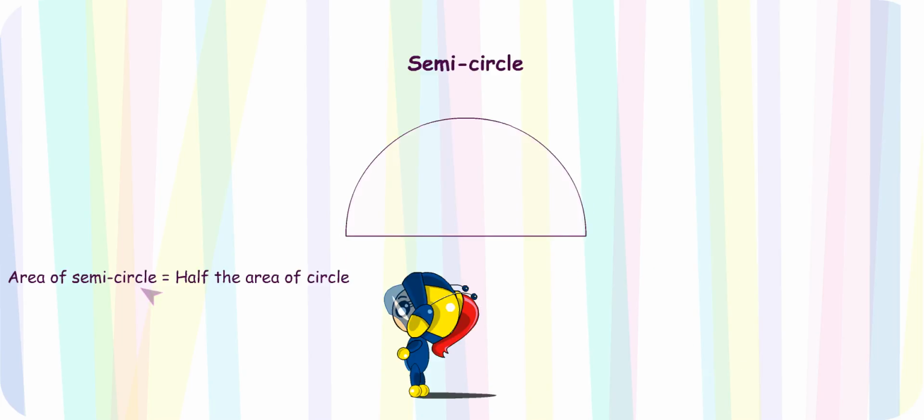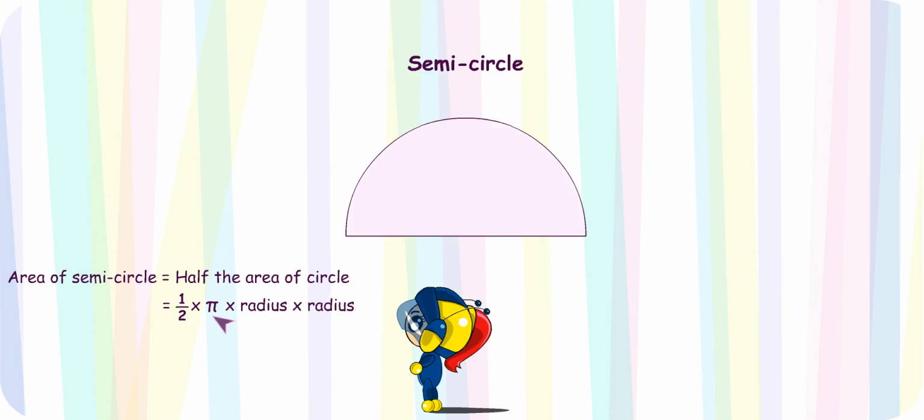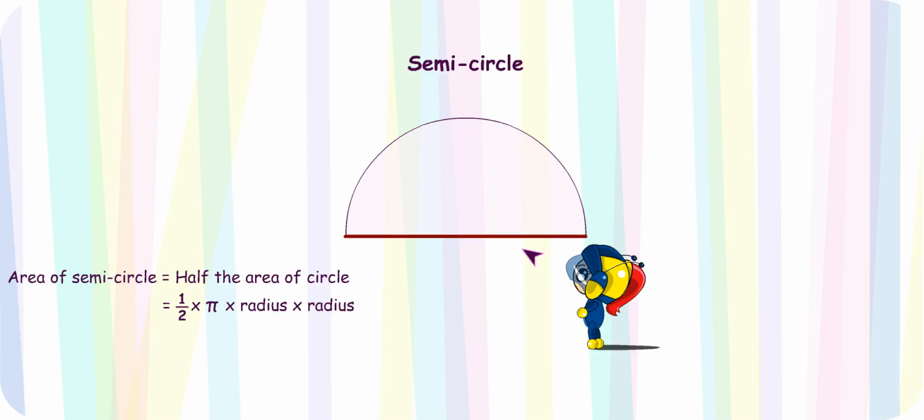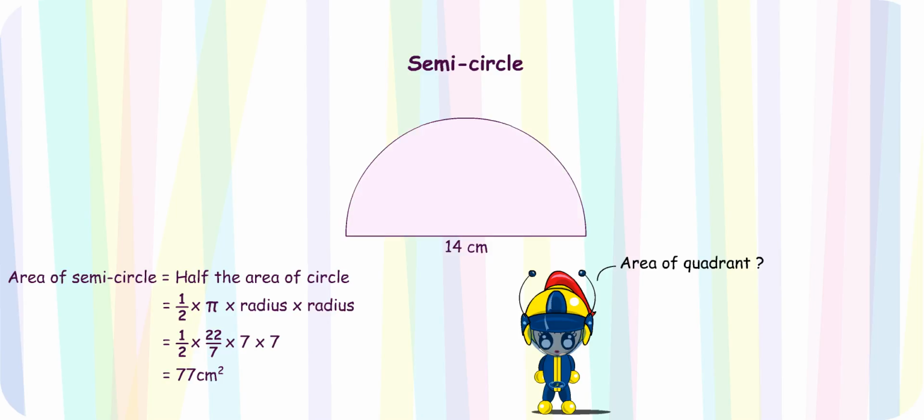Let's look at this circle. We will get 2 semicircles when we cut the circle into half. The area of the semicircle is therefore half the area of the circle. The formula for finding the area of a semicircle is half times pi times radius times radius. The diameter of this circle is 14 centimeters. Thus, the area of its semicircle is half times 22 over 7 times 7 times 7 square centimeters, which is 77 square centimeters.